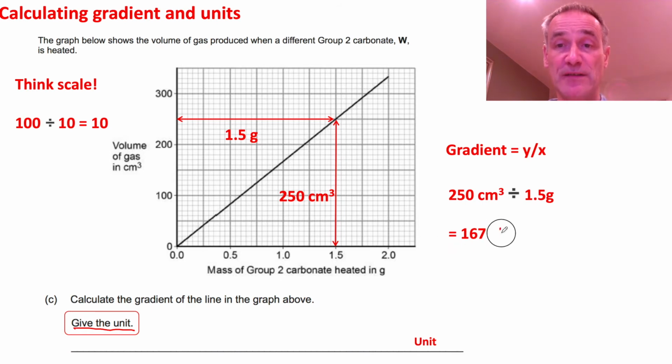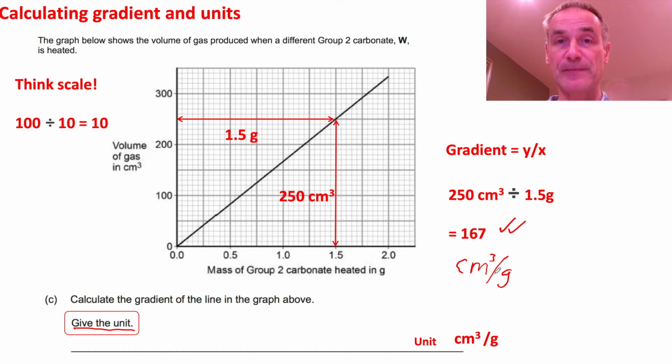and that will give me 2 marks. But I haven't finished, because remember I'd written unit here to remind me, and the unit is just centimetres cubed. Do you remember, divided means per, so per gram. So the final answer is centimetres cubed per gram.